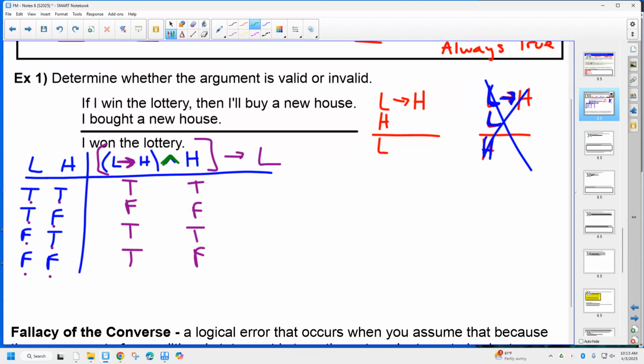So order of operations says let's do the AND there. True and true is true. False and false is false. True and true is true. True and false is false.